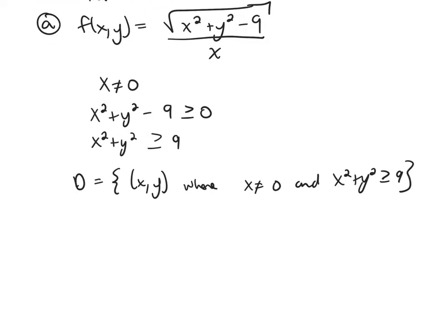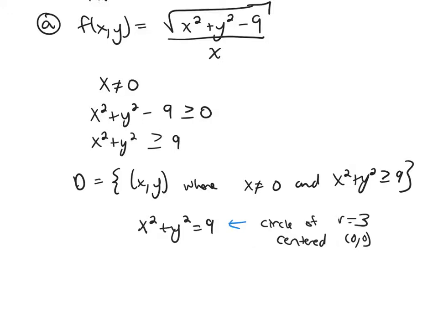Now if we want to picture this domain, I'm going to take my inequality, x squared plus y squared is greater than or equal to 9, and replace it with an equals, right? And what's that the equation of? That's the equation of a circle of radius 3 that's centered at the origin. But my inequality was greater than or equal to, so it's all the points that are on the circle or outside of the circle.